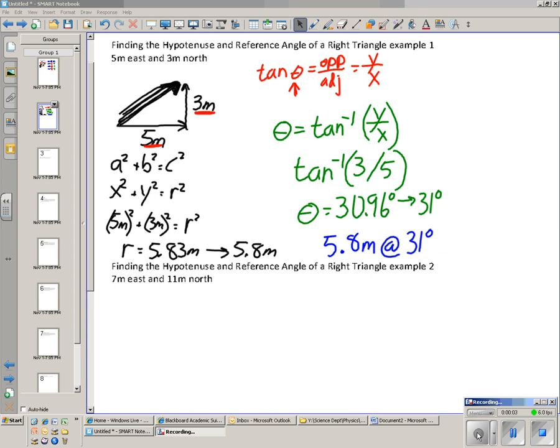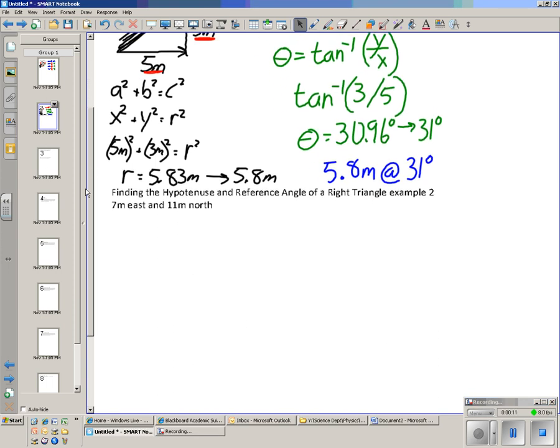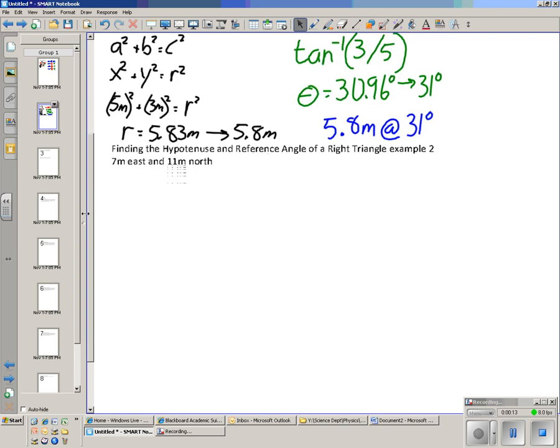This is finding the hypotenuse and reference angle of a right triangle. Example 2, scrolling down just a tad. Okay, this means I'm going to be going 7 meters east and 11 meters north. So I'm going to try to draw it out to scale as best I can. It doesn't have to be perfect, but I should get a basic idea.